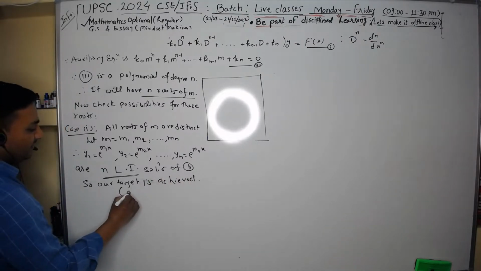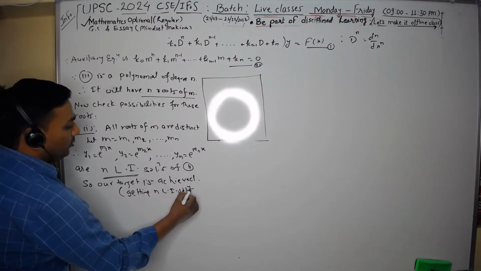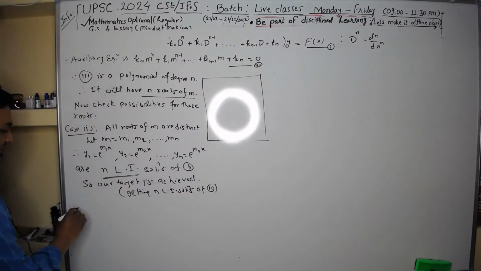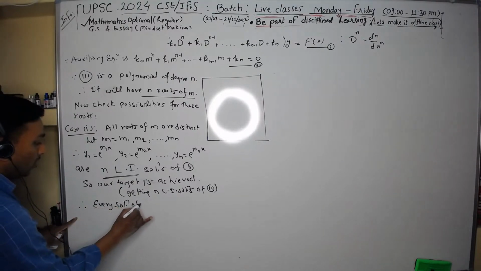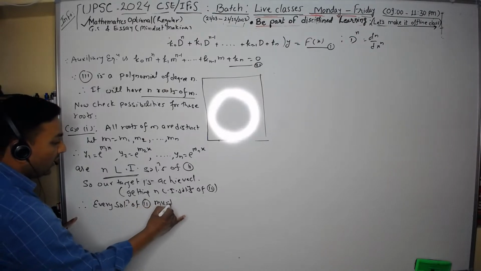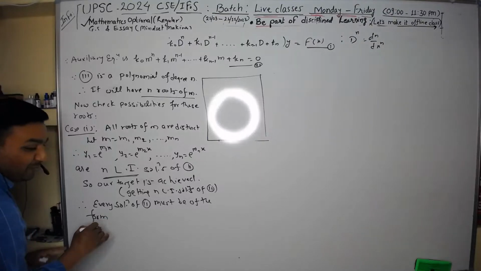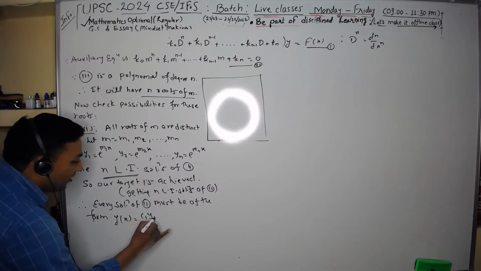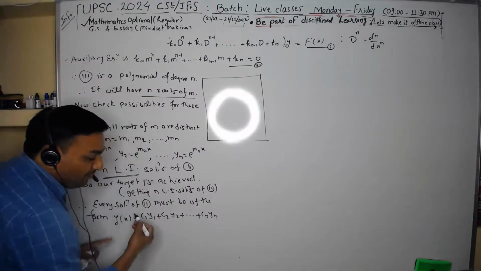What was the target? Getting n LI solutions of the homogeneous differential equation. So every solution of equation 2 must be of the form, what form should it be, my child? y = c1y1 + c2y2 + ... + cnyn.